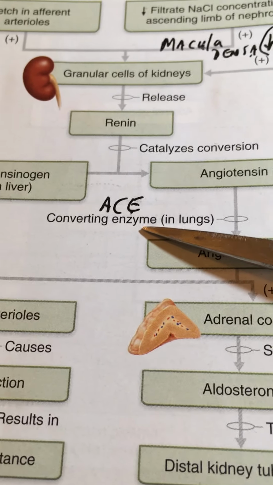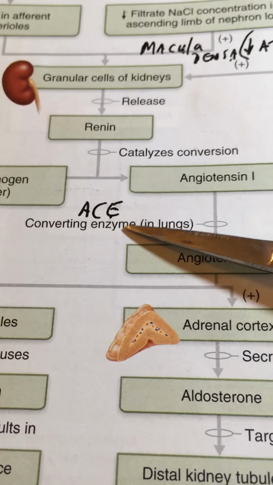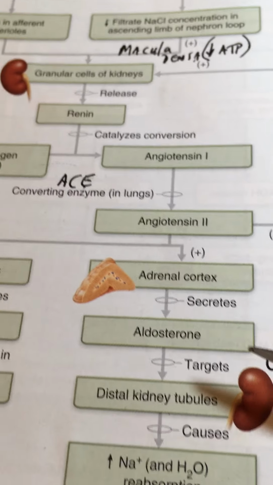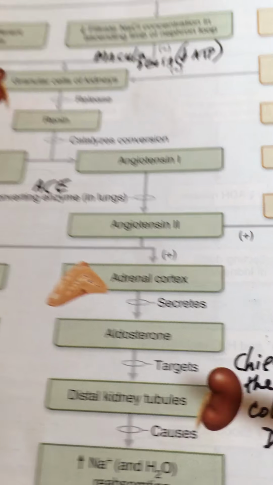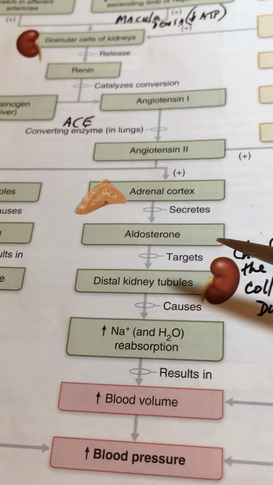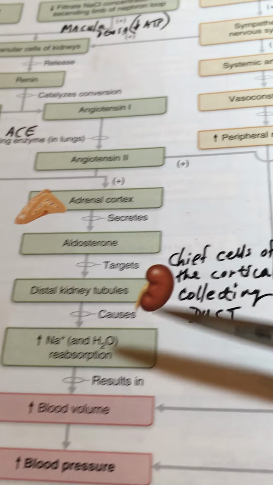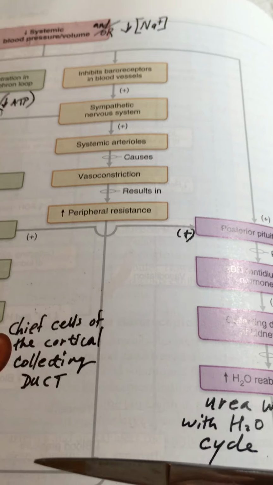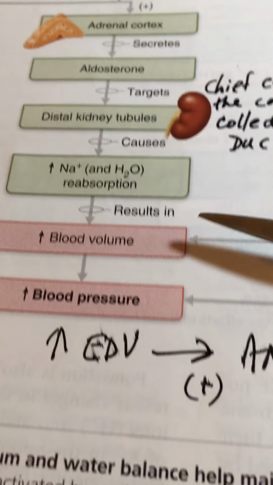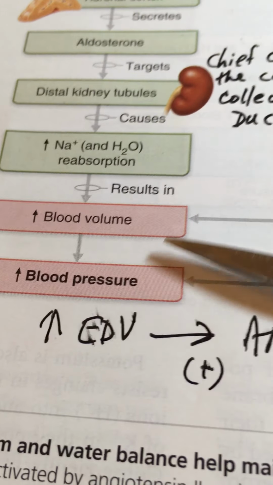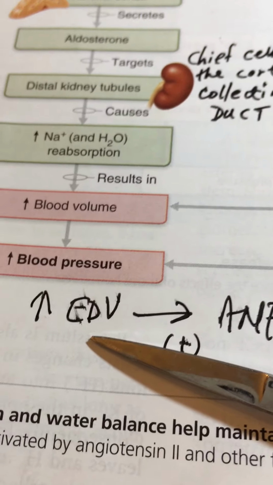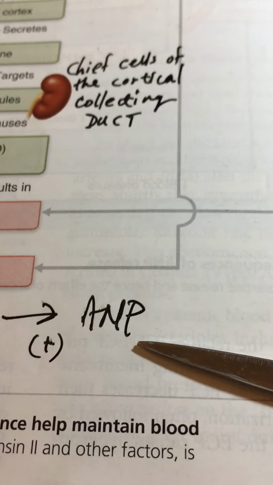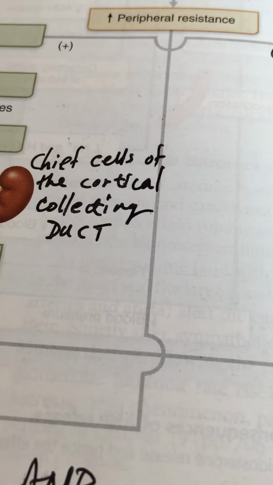We have the angiotensin converting enzyme from 1 to 2. And then we also get everything that's required, the retention of sodium, the production of aquaporins, etc. And we're going to increase the blood volume, blood pressure. And if we do that, we'll increase EDV and release ANP, and life will be perfectly normal.